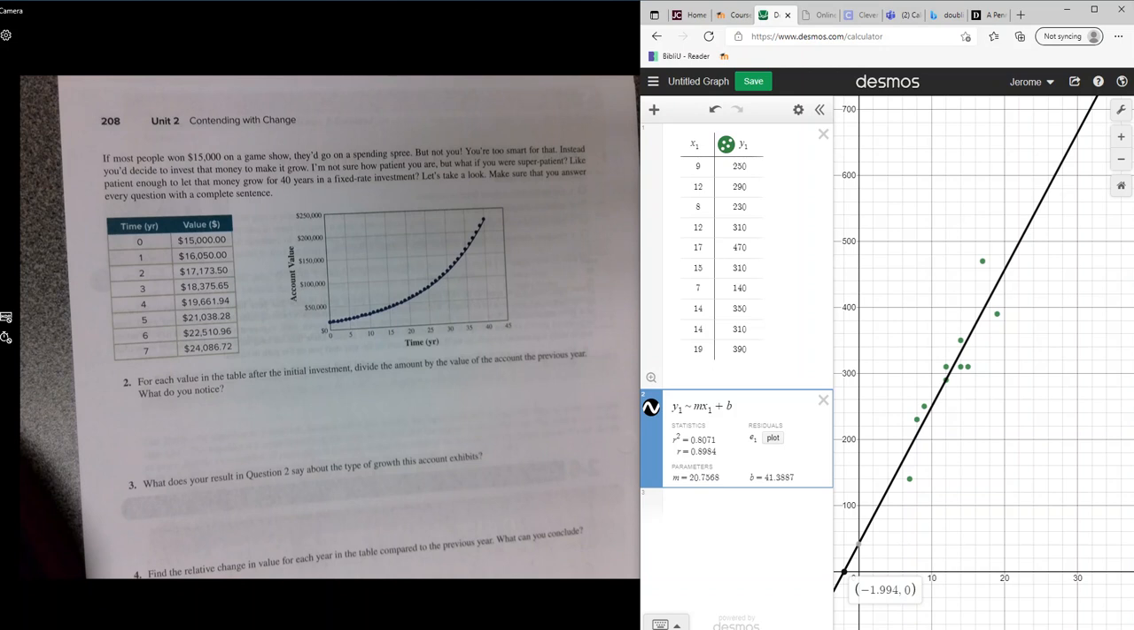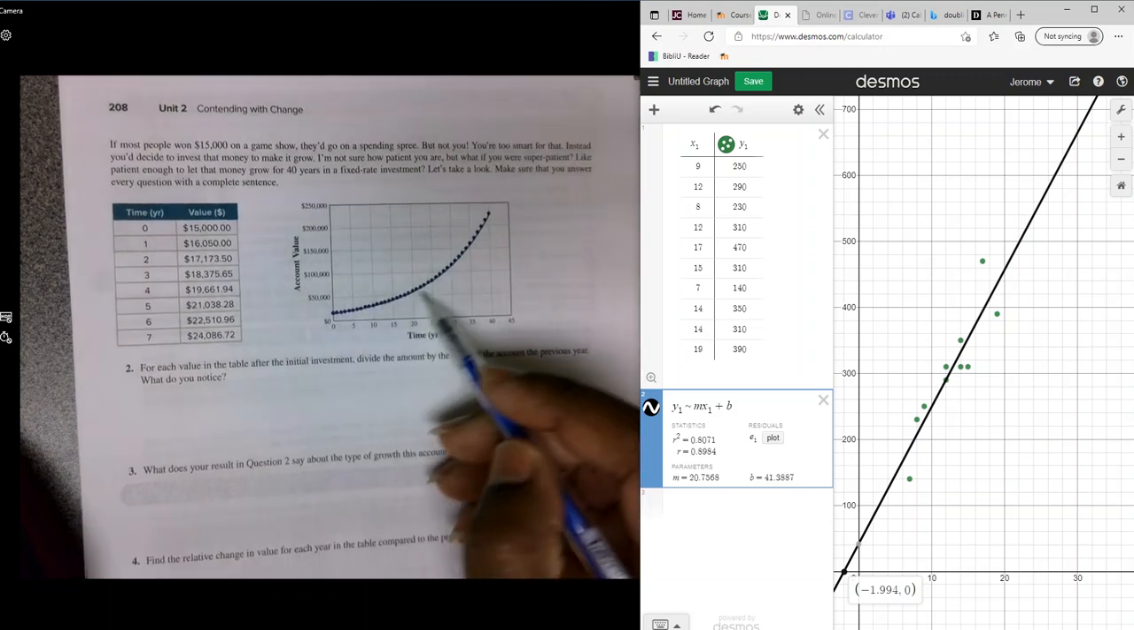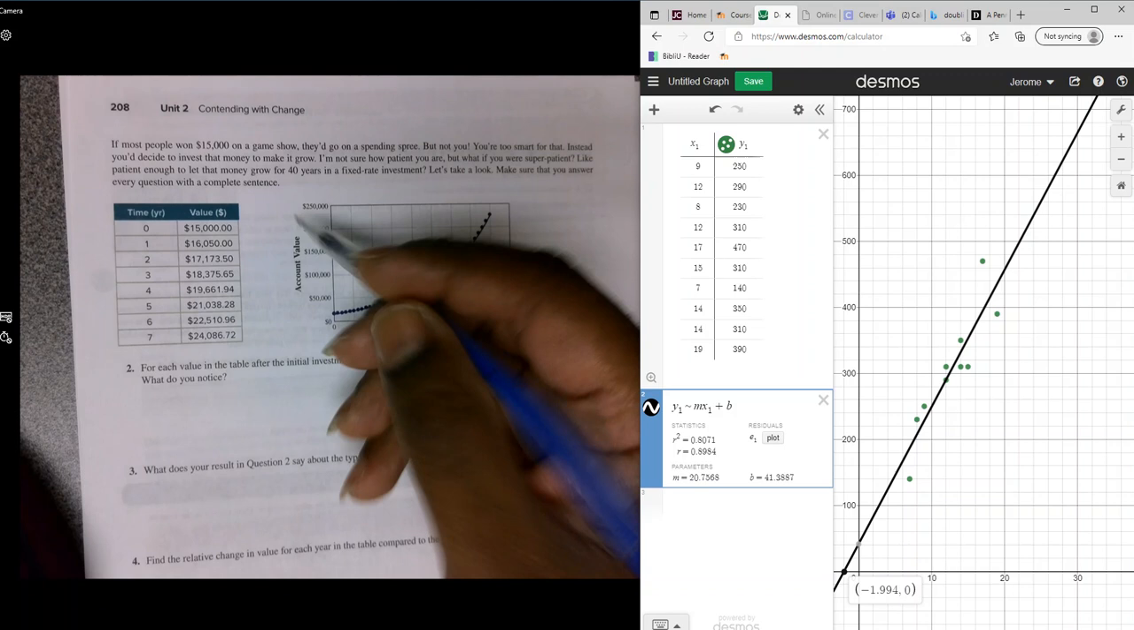Now, if you look here at this graph, it's more curved. This is an exponential graph. Now it says for each value in the table, after the initial investment, divide the amount by the value of the account the previous year. What do you notice? Basically they're telling you to take this amount divided by this amount, divided by this amount, and so on.